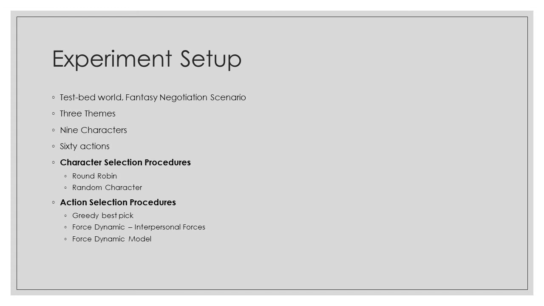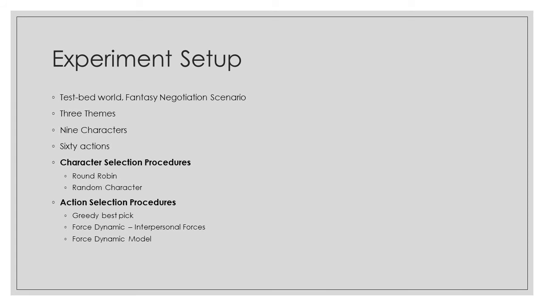Given that our system is discrete, we test 2 forms of character selection procedure, given that at each time step one character takes 1 action. The first is a discrete round-robin selection, and the second is a random selection of 1 character to act per time step. More importantly, we test 3 different action selection procedures.